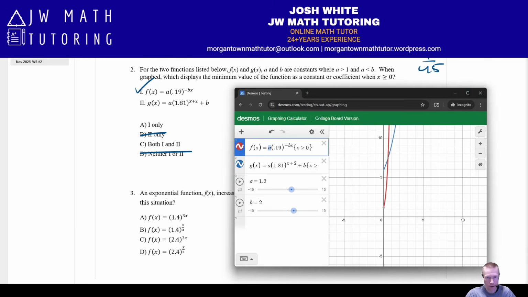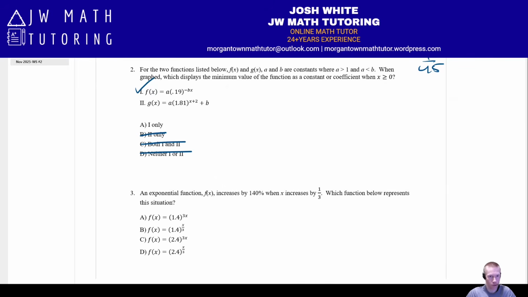Now, we go down here to look at the blue one. Okay, here's the minimum value, 5.93132. All right, do we see that number appearing anywhere in this function? No. A is 1.2. B is 2. We have a 1.81 here. So I do not see that minimum value showing up anywhere. Therefore, the correct answer to this one is going to be letter A. It's the top one only.